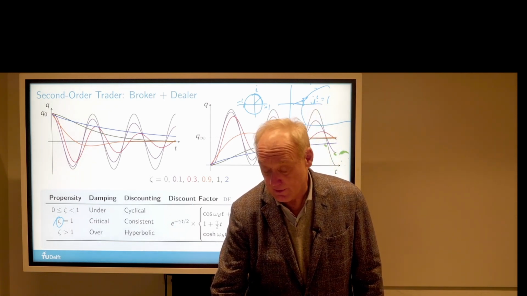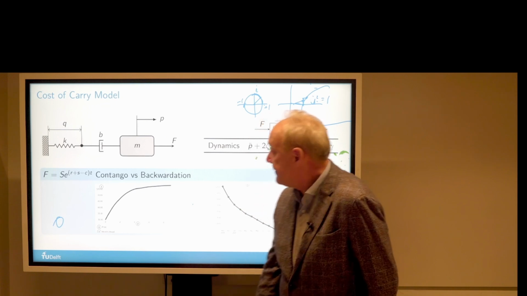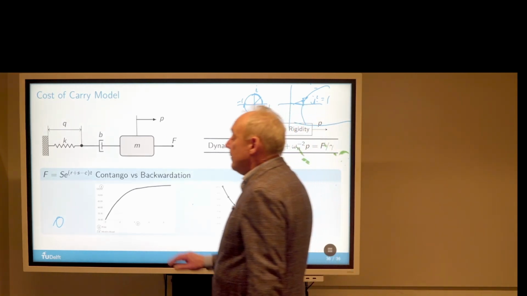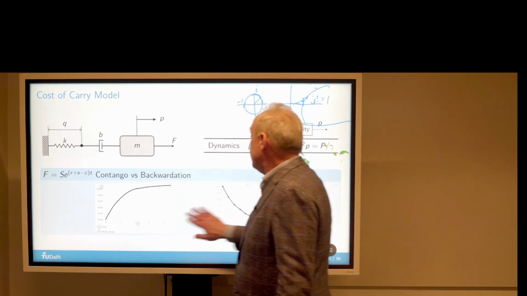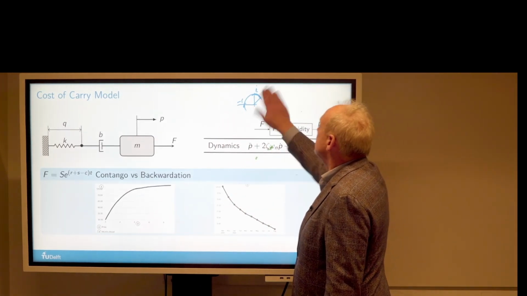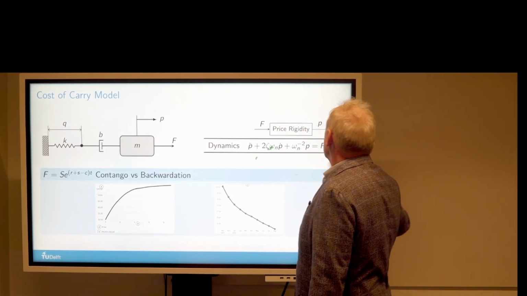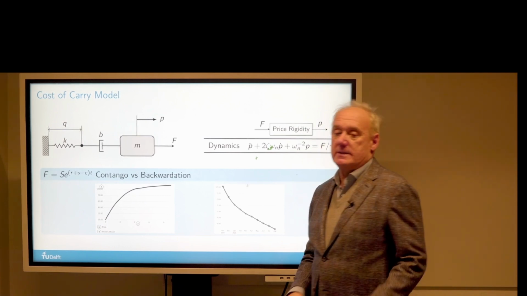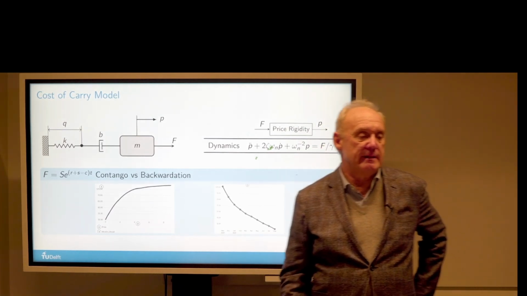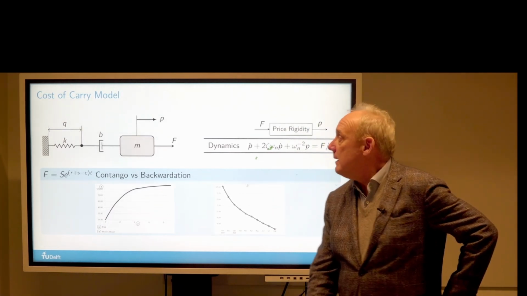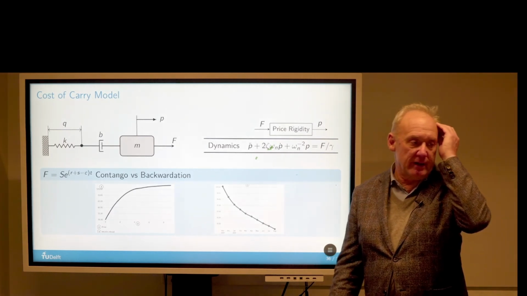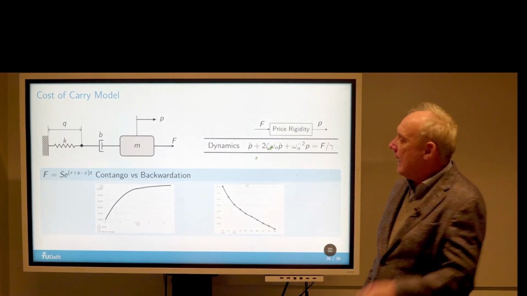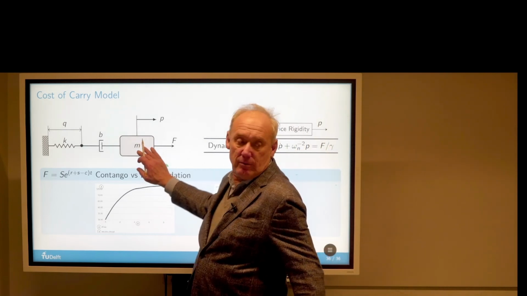And then you can build controllers for these things. So what I want to do with the rest of the lecture is go through a different example of a second order system. And this is a more evolved example than an inventory control system. And it corresponds to what is called the cost of carry model in the futures markets. Okay. And here's the system that we're going to look at.